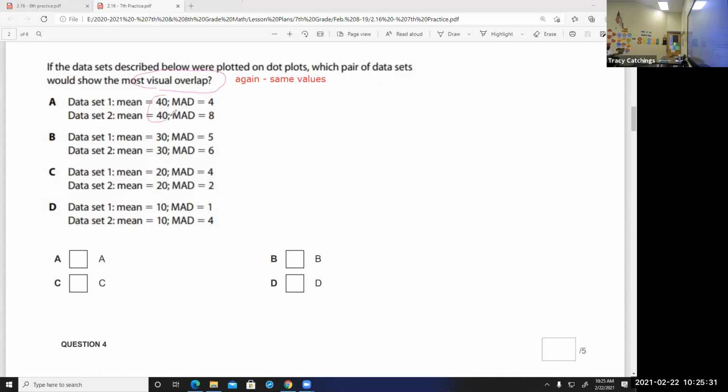All right, so each one gave us data sets that have the same mean, but then they gave us different MADs. And remember, those MADs tell us how close they are together. So that will pretty much let us know if they'll be overlapping, how close they are together. So looking at these MADs, which data set would you say is overlapping or will have some of the same numbers? Data set from which one? A, B, C, or D? You said 2. Why did you say A?